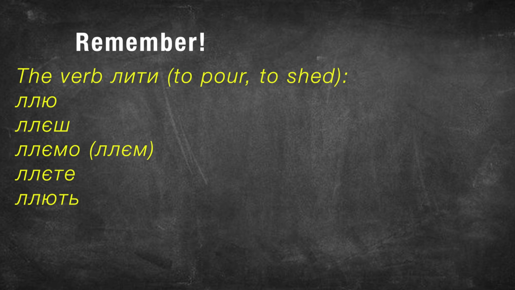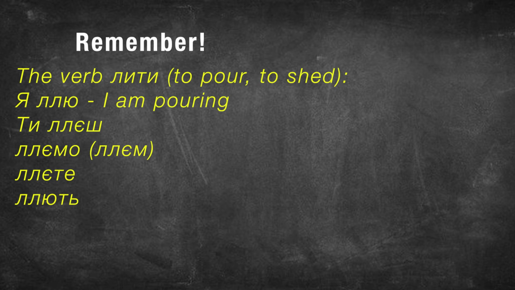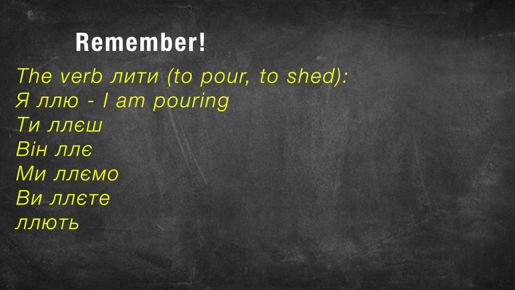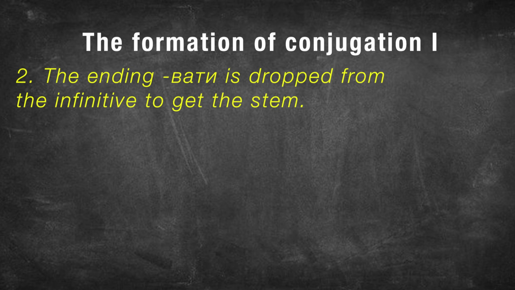Лити, to pour. Я лю, ти лєш, він лє, ми лємо, ви лєте, вони лють. Double L, double consonant L. It's a really rare example. Це доволі рідкий приклад, я думаю. Okay, the next. The ending вати is dropped from the infinitive to get the stem.